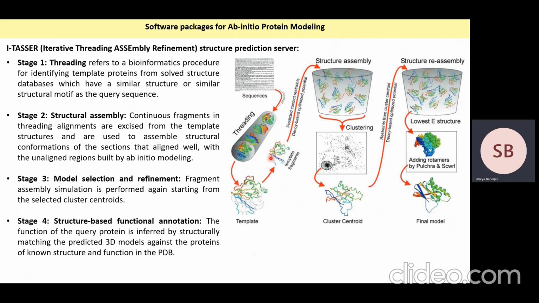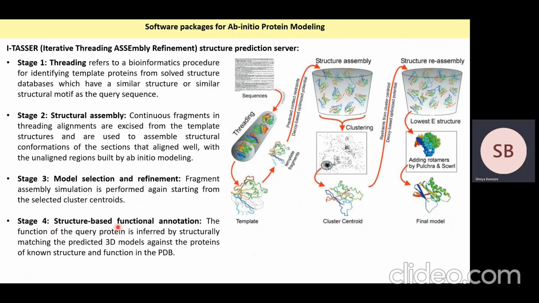Now that we have the template, the fragment assembly simulation is performed again, starting from the selected cluster centroids. What this means is that you have the template, but it is improved again. Based on more of this structure-function knowledge, the structure assembly is done to get a more refined template. In the original template there were some uncertainties, but if a more refined structure-function correlation is done, such that we choose only those structures that correspond the most to our protein, we can get a much more refined template.